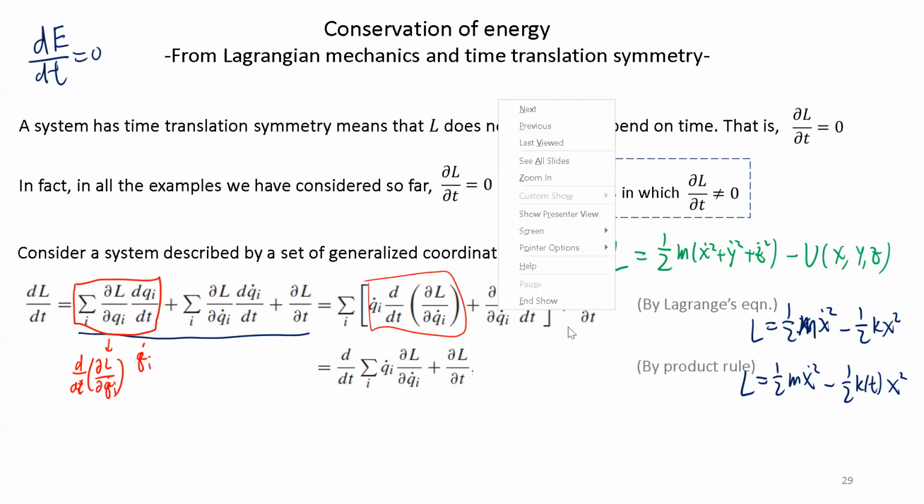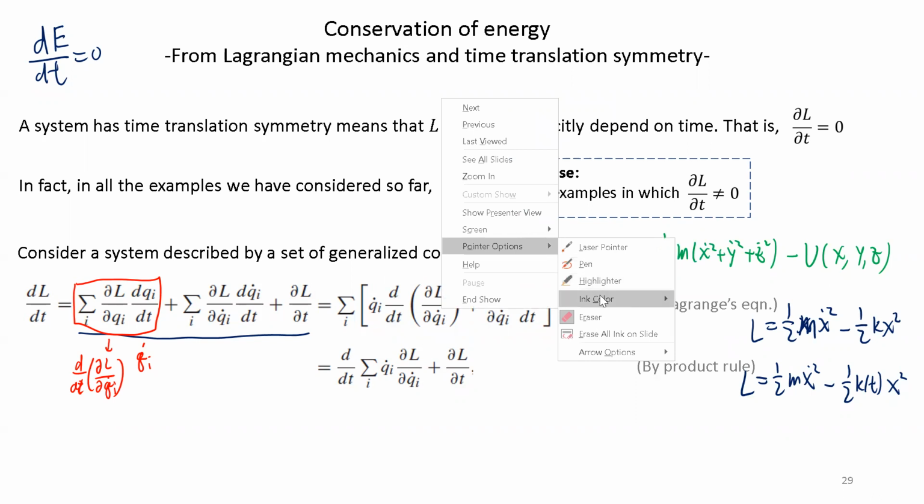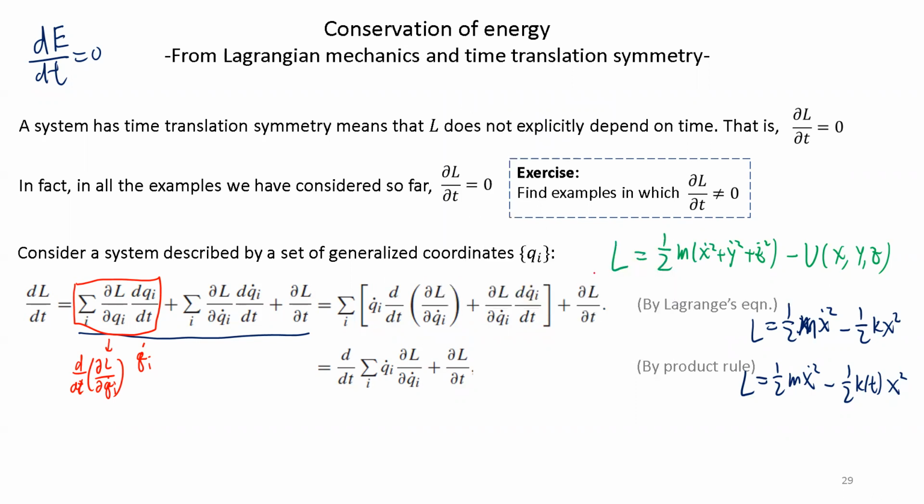And if you now look at the two groups of terms in the summation, this one and this one can be further grouped together by using the product rule. So this whole thing here can be written as d/dt of this whole thing. That's the product rule, nothing more. And this partial L partial t is still standing alone by itself.